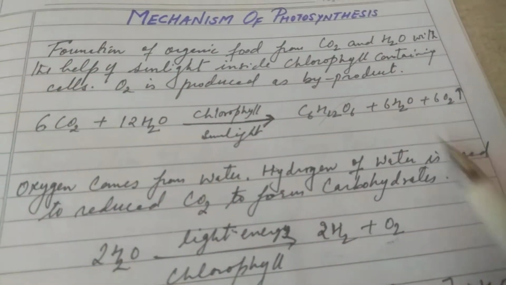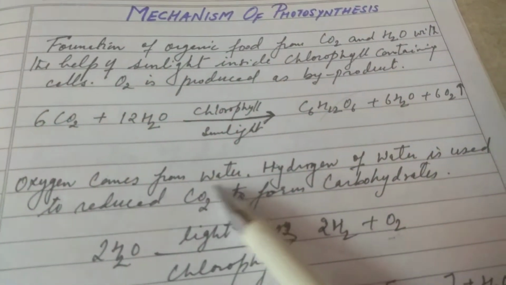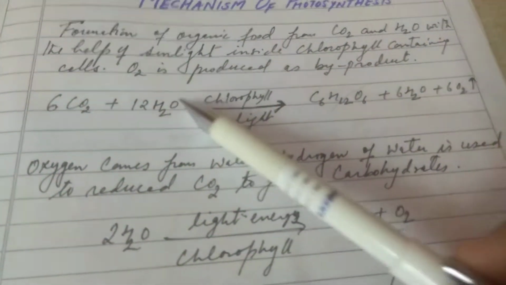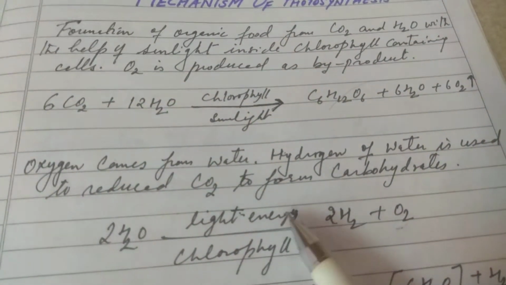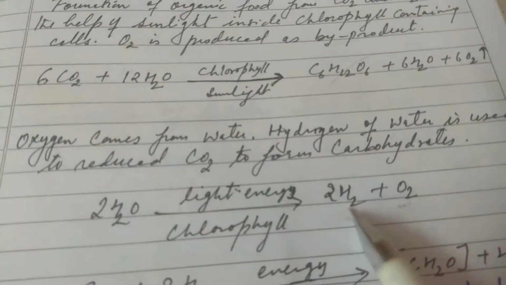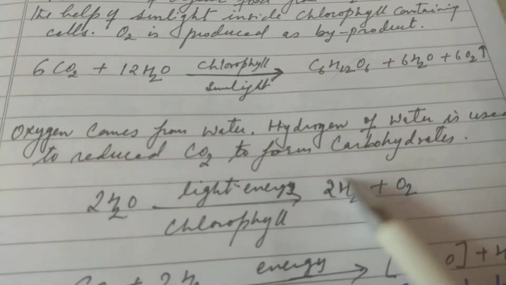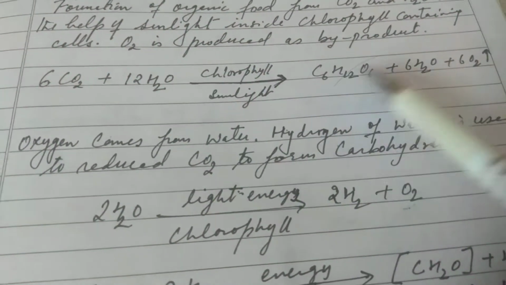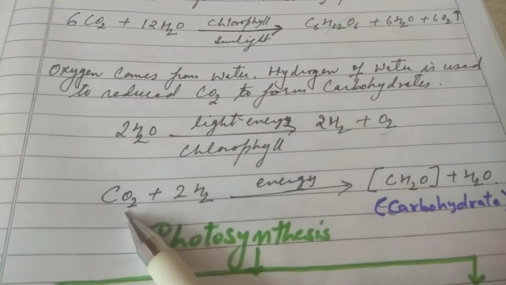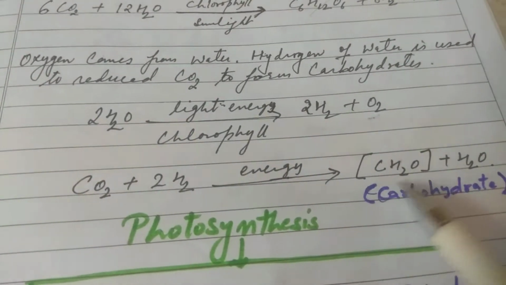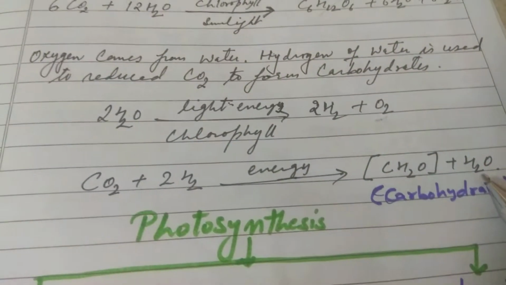Hydrogen of water is used to reduce carbon dioxide to form carbohydrates. Means what? This water uses the light energy in chlorophyll, splits into hydrogen and oxygen, and this oxygen is liberated in the atmosphere and hydrogen is used to reduce this carbon dioxide into glucose. See this reaction. Carbon dioxide and hydrogen use energy and form carbohydrates and water as a byproduct.